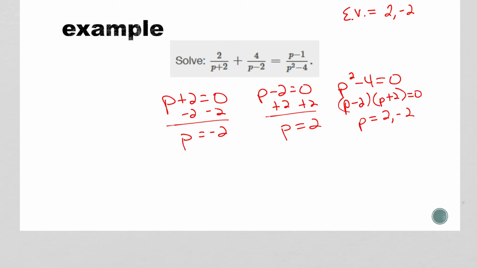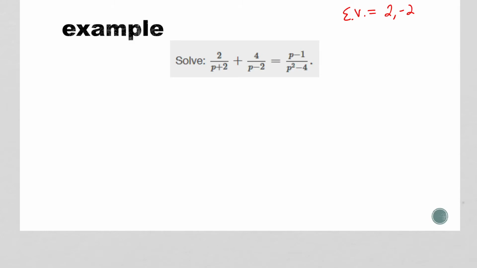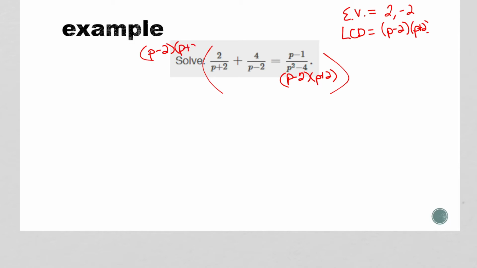Okay, so I'm going to go ahead and erase how I found the excluded values. So if you haven't written it down, you might want to hit pause here. Next thing I want to do is talk about what the LCD is. And remember what this was, factored is that. So our LCD for this problem is p minus 2 and p plus 2. So we're going to multiply by p minus 2 and p plus 2.